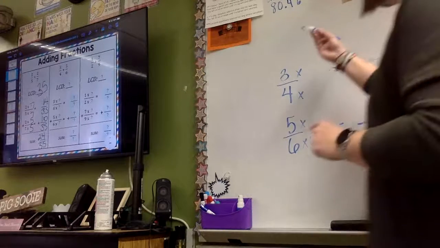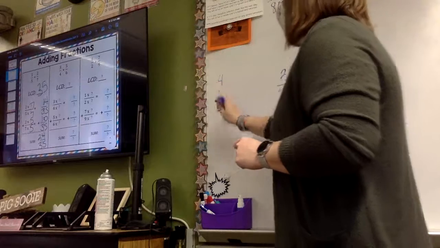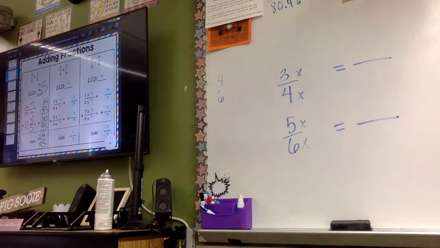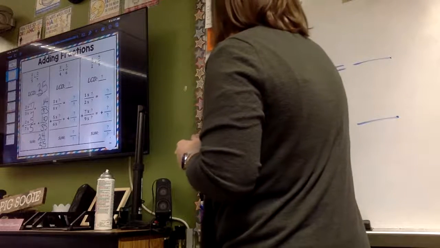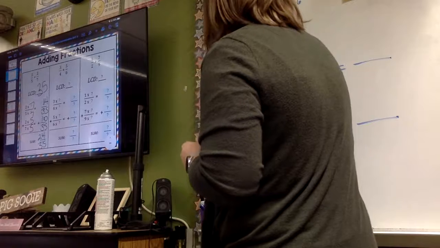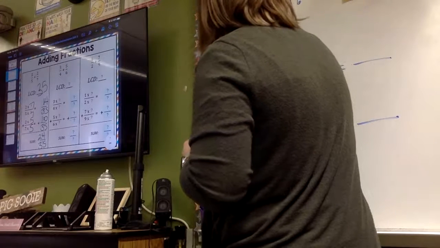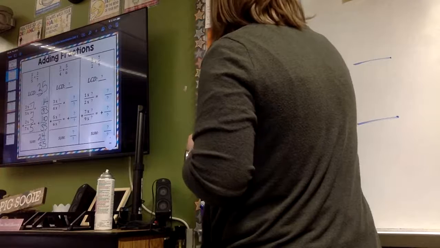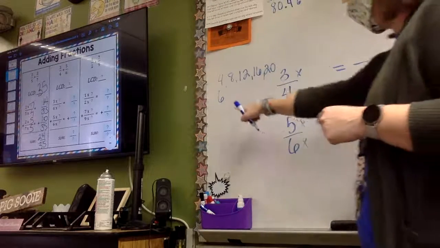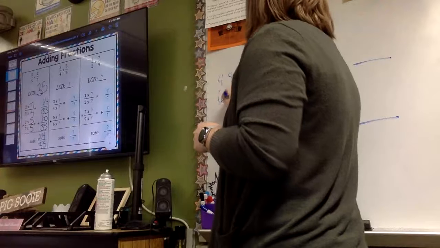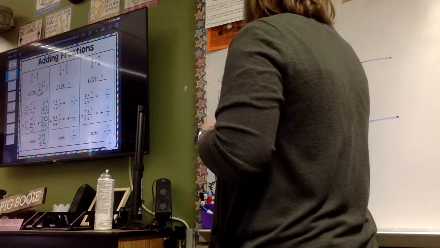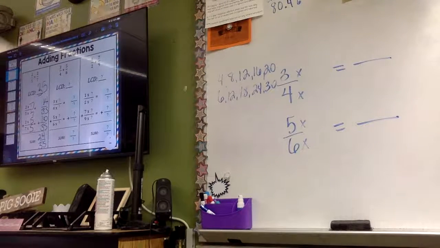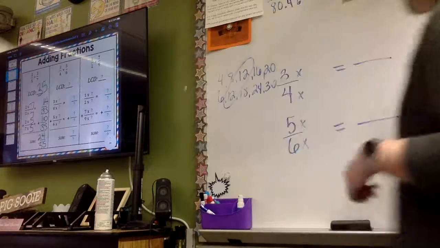Okay? So I have 4 and 6 that I need to find multiples for. Let's do 4 first. So we already have 4 times 1. What's 4 times 2? 8. Times 3? 12. Times 4? 16. Times 5? 20. All right, let's do 6. 6 times 1 is 6. Times 2? 12. Times 3? 18. Times 4? 24. Times 5? 30. What number? 12. 12 is my lowest number that actually matches.